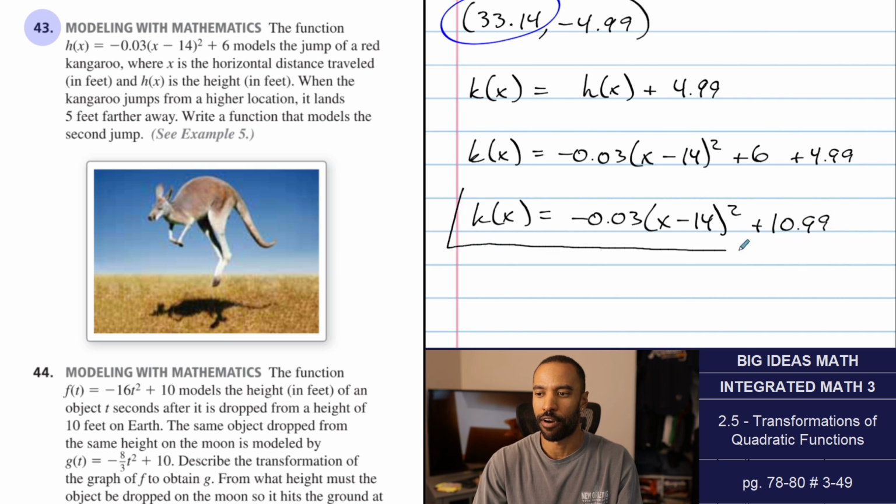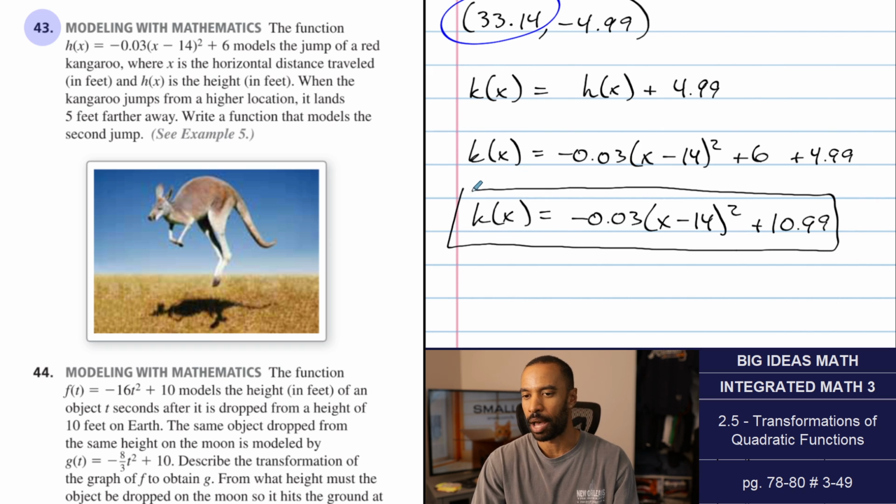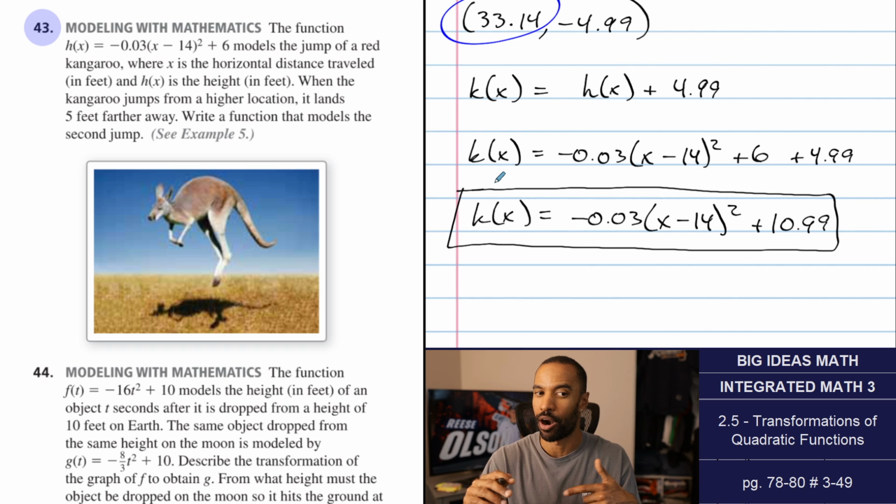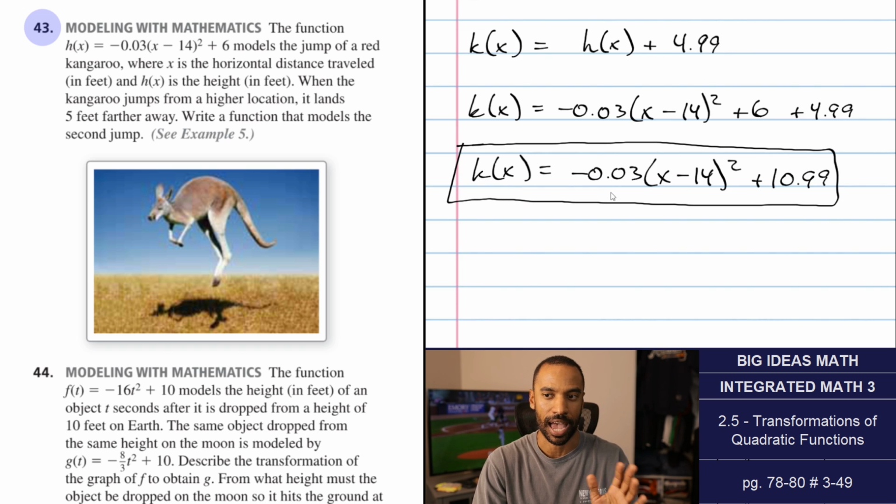Apparently, to go 5 feet farther out, you need to go about 5 feet up. Is that true for every kind of jump? No. Is that true for every part of this jump? No. That was just actually coincidence that it was like that. And it wasn't exactly 5, mostly because of the rounding, but this would be the function. Case in point, let's see if that actually works.